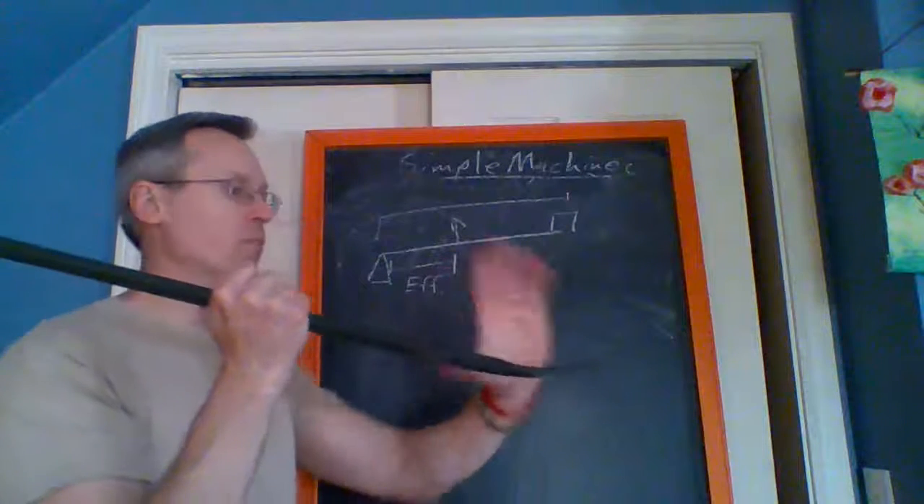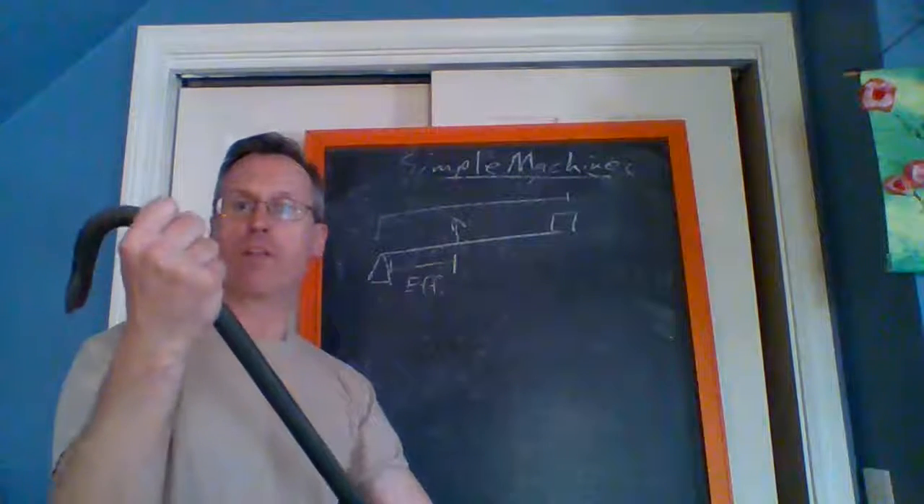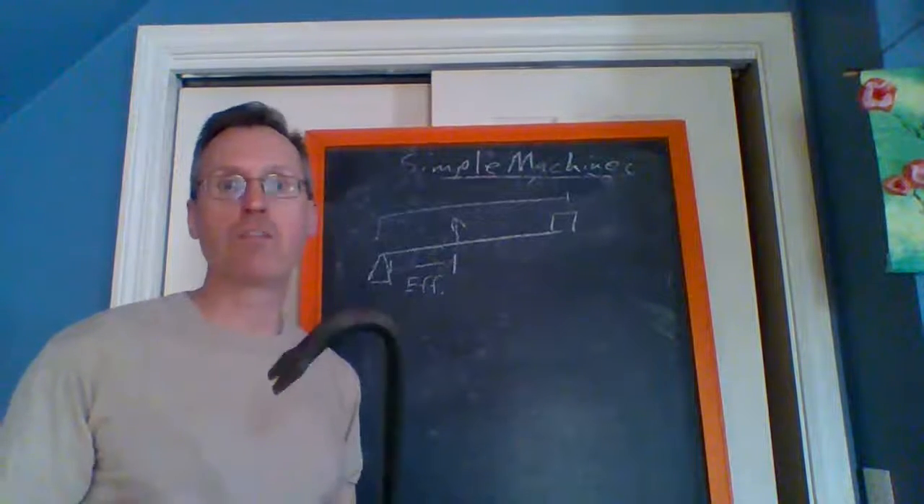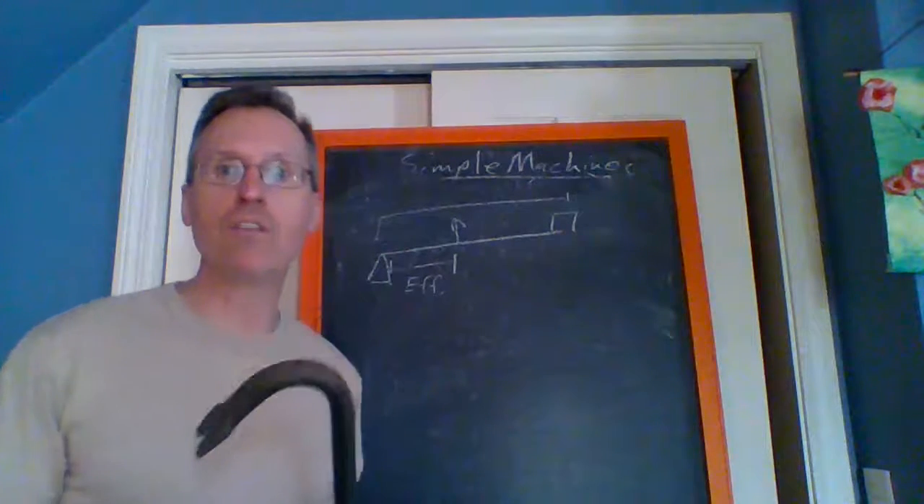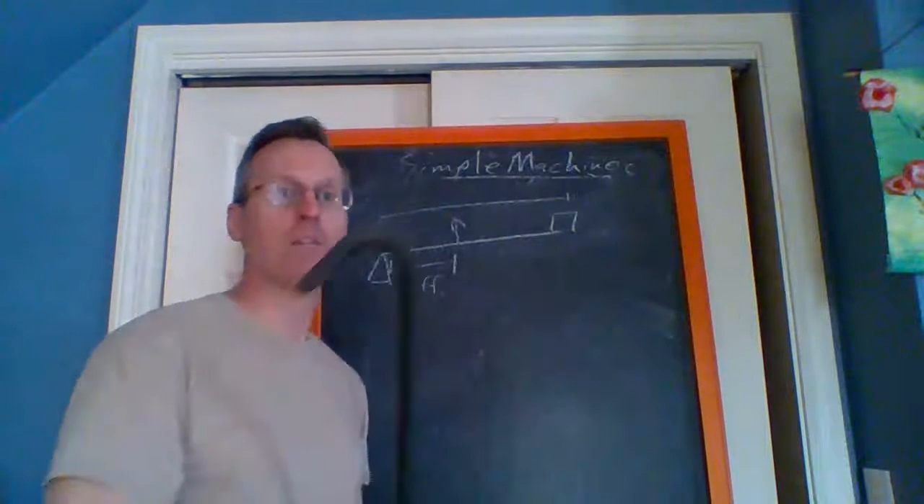If you notice, here's my pivot point right here, here's my effort, and then I put whatever I'm trying to throw over here. And for some of you, we're going to do this for the Physics Olympics. You're doing the siege engine. The siege engine is an example of a third-class lever. Okay, so you get something like that.